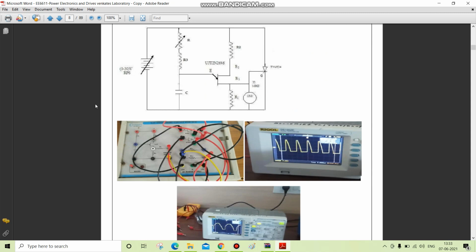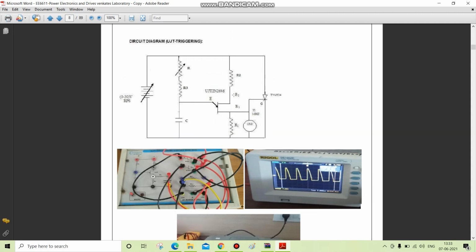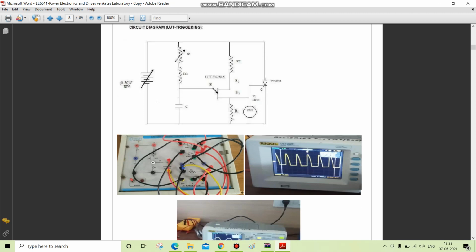We know that a unijunction transistor is an N-type silicon bar with a P-type emitter. It is a three-terminal device, having two bases B1, B2 and one emitter. Between B1 and B2 the UJT behaves like an ordinary resistor, and the internal resistances are given. For B2 we have the resistance RB2 and for B1 we have the resistance RB1. The interbase resistance is given by RB1 plus RB2. Usually the P region is heavily doped and the N region is lightly doped.